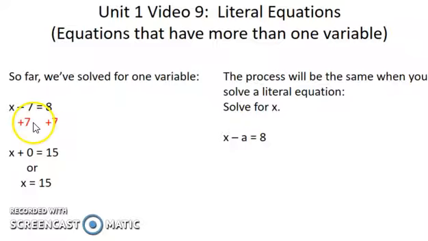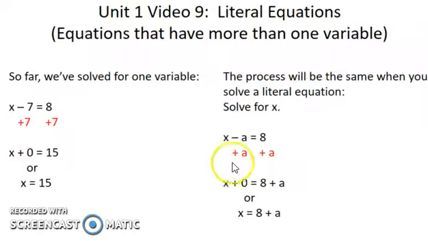What did I do over here when I had subtraction of 7? I did the inverse, which was addition of 7. I'm going to do the same thing over here, except I'm going to use the letter a. So minus a plus a will form a 0 pair, just like minus 7 plus 7. When I added 7 on the left, I added 7 on the right. If I add a to the left of the equation, I have to add a to the right.